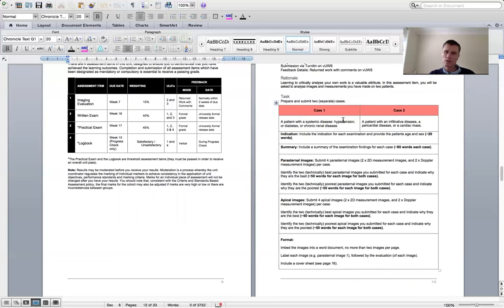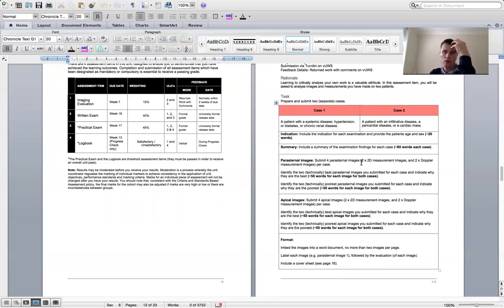Now, the systemic disease can be someone with hypertension or diabetes or chronic renal disease. The second one, a patient with infiltrative disease, pericardial disease, or a cardiac mass. So they're two quite different cases, two hopefully interesting ones. The key thing is for you guys to submit the cases with some images. So images that have been saved in JPEG format and then are copied and pasted into a Word document.